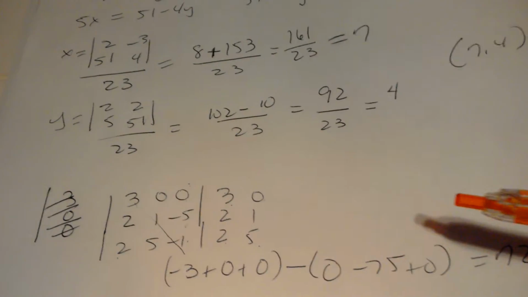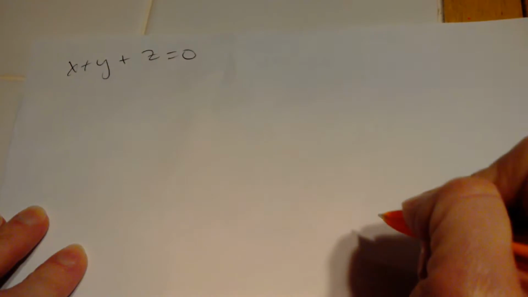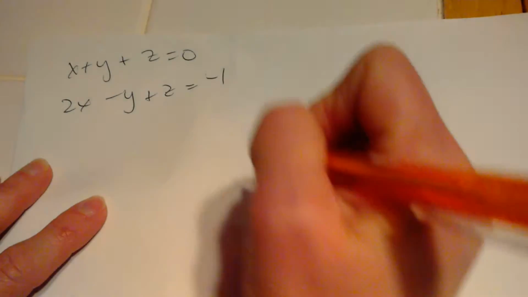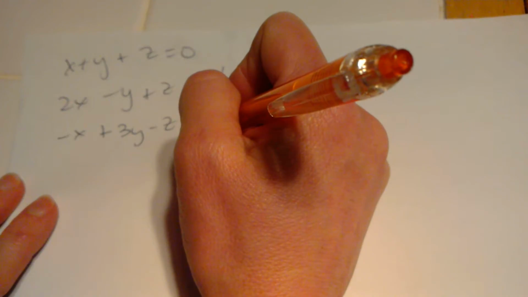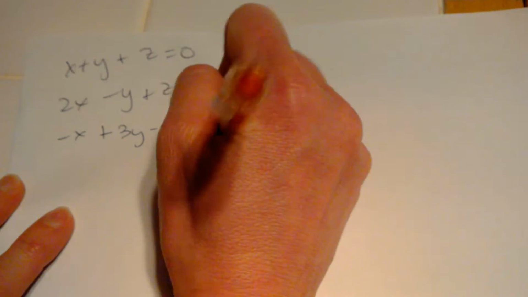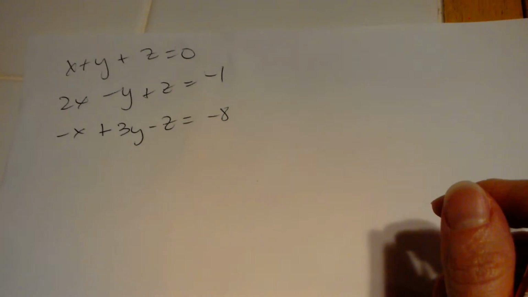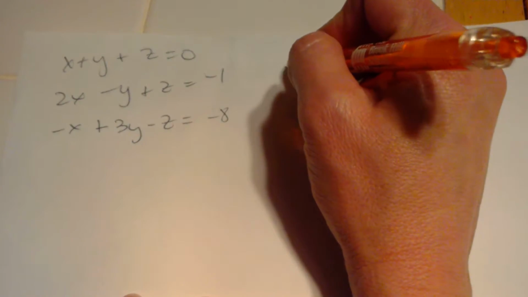Now we can use Cramer's rule the same way with the 3 by 3. Say I have this system. I've got x plus y plus z equals 0, and then 2x minus y plus z equals negative 1, and negative x plus 3y minus z equals negative 8. The first thing we're going to do is find our coefficient matrix, and that's going to be our denominator for all of them.